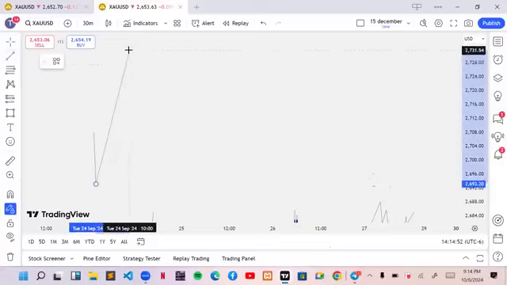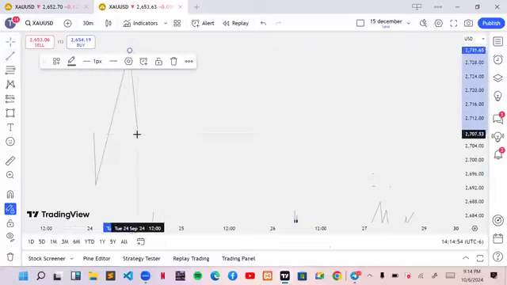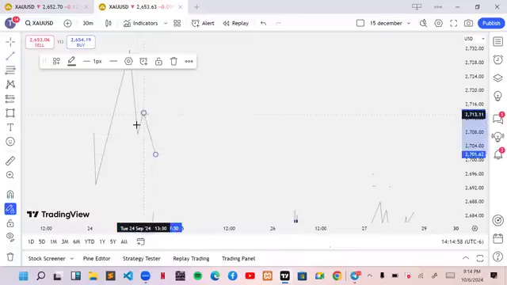This is a break of structure. A market does something like this, and then does something like this. Does it look like a 50% move to you? No. But if this was the last move, at least you know that this was up to at least 50% of the move.